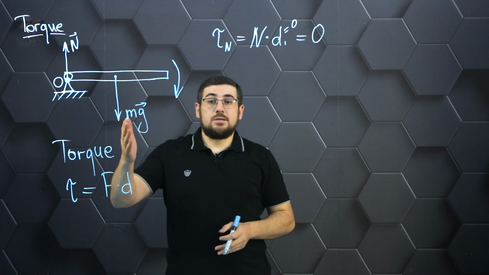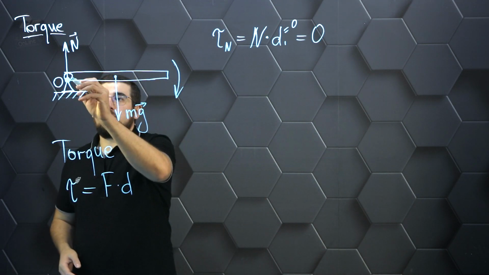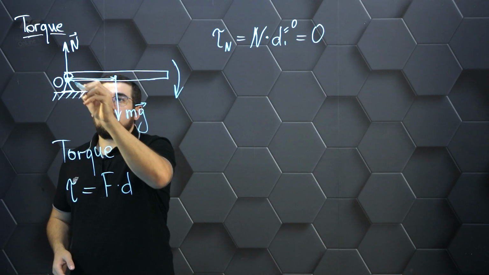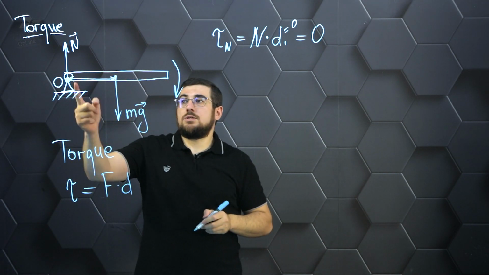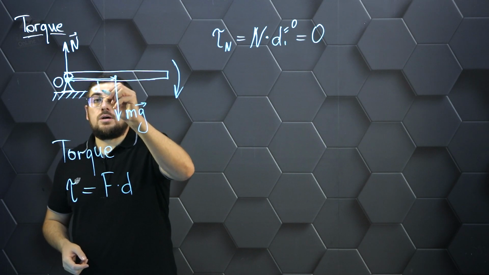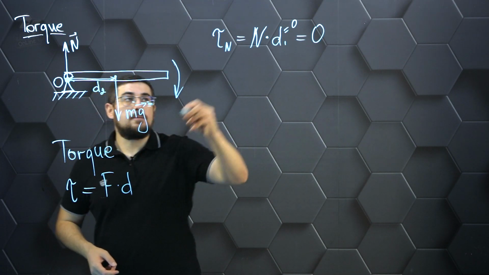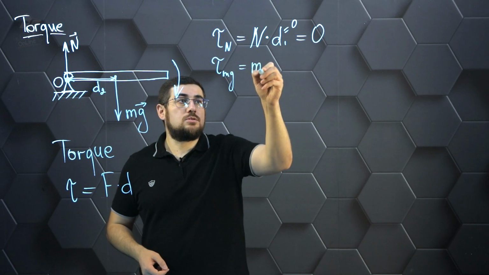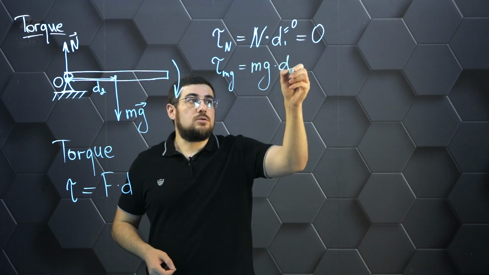As for the moment of gravity, here we have, if we draw a perpendicular to the line of gravity at this position of the rod, we see that this is half of its length, so the length of this perpendicular line is denoted as d2. Then the moment of gravity is the product of this force by its shoulder.